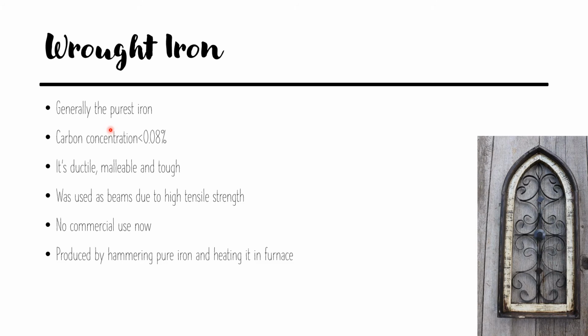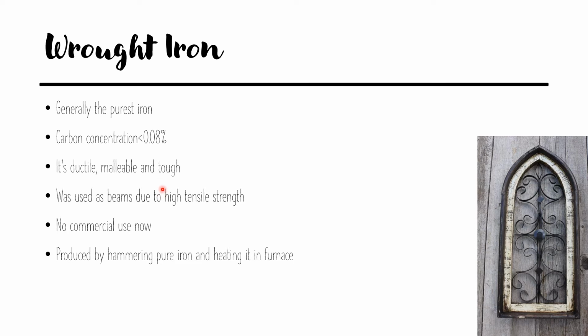Now we will be looking at wrought iron. Wrought iron was considered to be the purest form of iron because the carbon concentration was very low in this. Out of all the forms of iron which we discussed in the last slide, wrought iron has the least carbon percentage, which is 0.08%. So it has high concentration of iron, which leads to high ductility, high malleability, and great toughness. And not just that, we also have corrosion resistance and easy weldability in wrought iron.